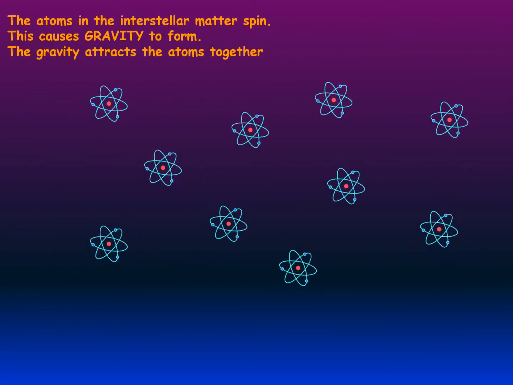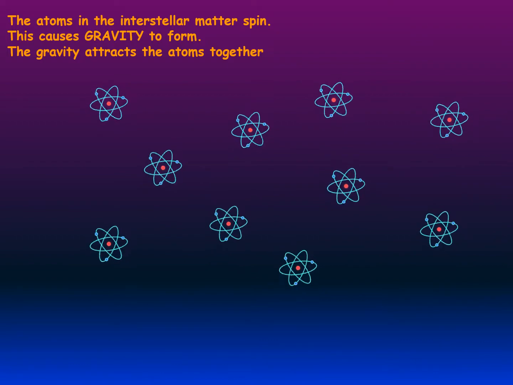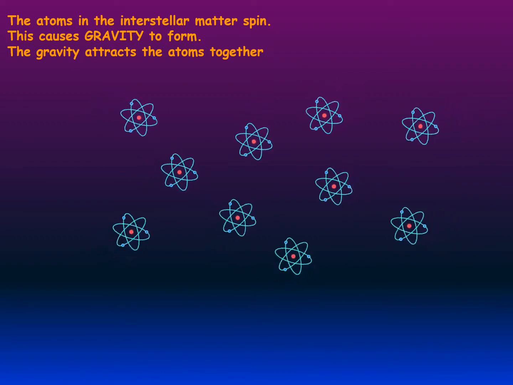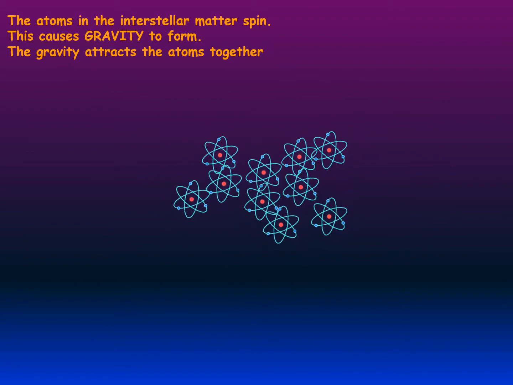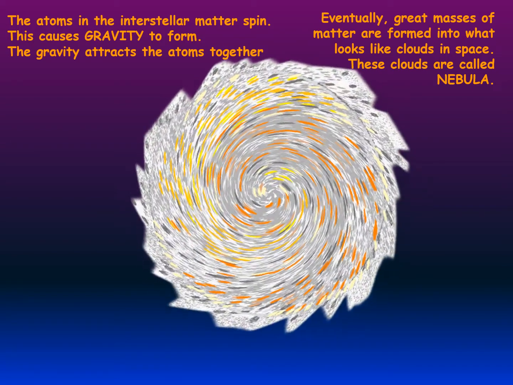The atoms in the interstellar matter spin. This causes gravity to form. The gravity attracts the atoms together. Eventually, great masses of matter are formed into what looks like clouds in space. These clouds are called nebula.